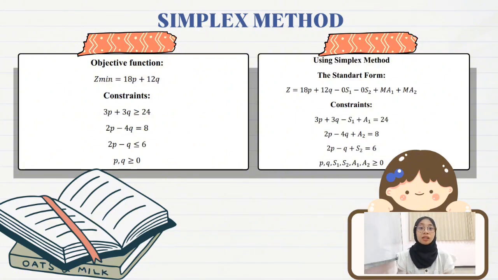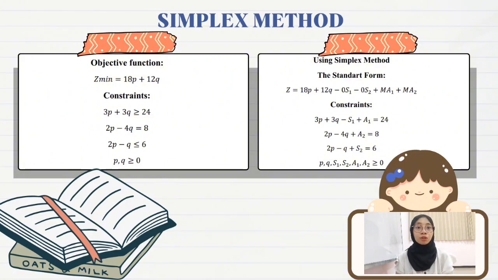Then, we write the constraints as follows. For the first constraint, 3p plus 3q more than or equal to 24, we subtract a surplus variable s1 and add an artificial variable a1. So, 3p plus 3q minus s1 plus a1 equal to 24.